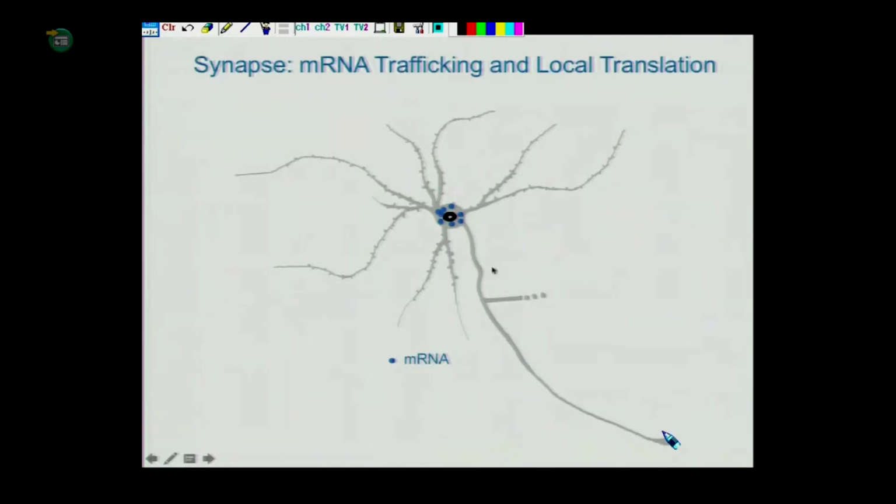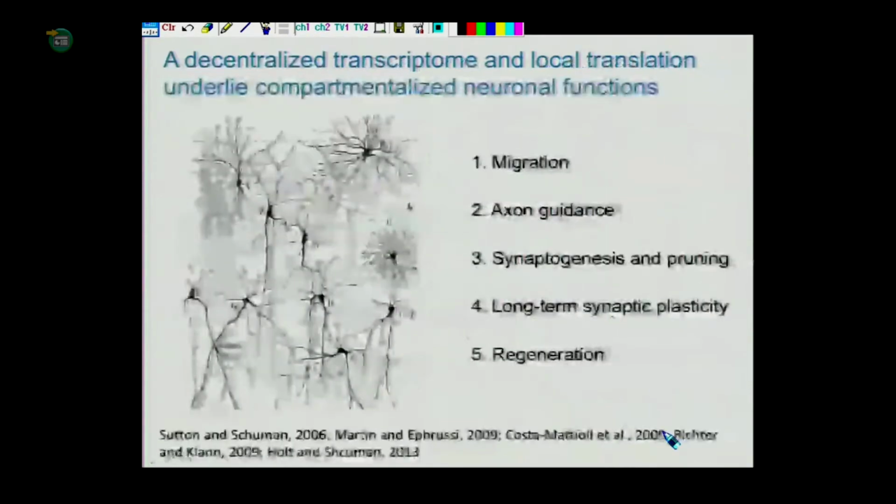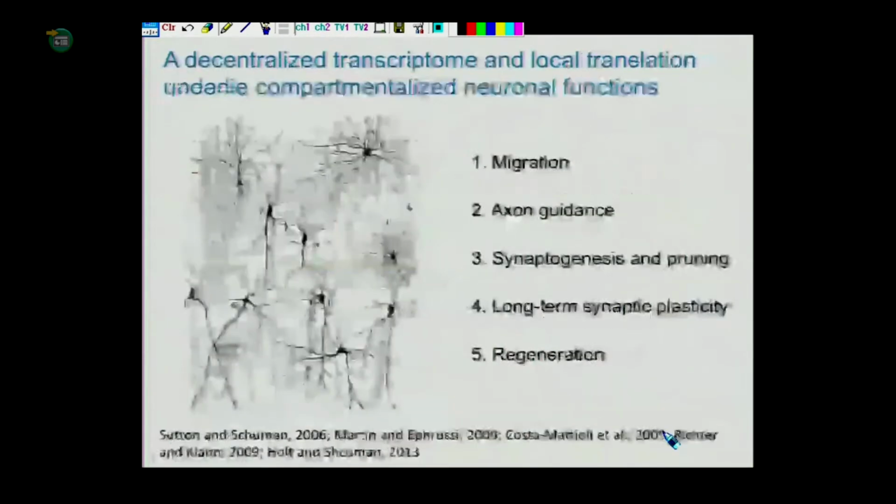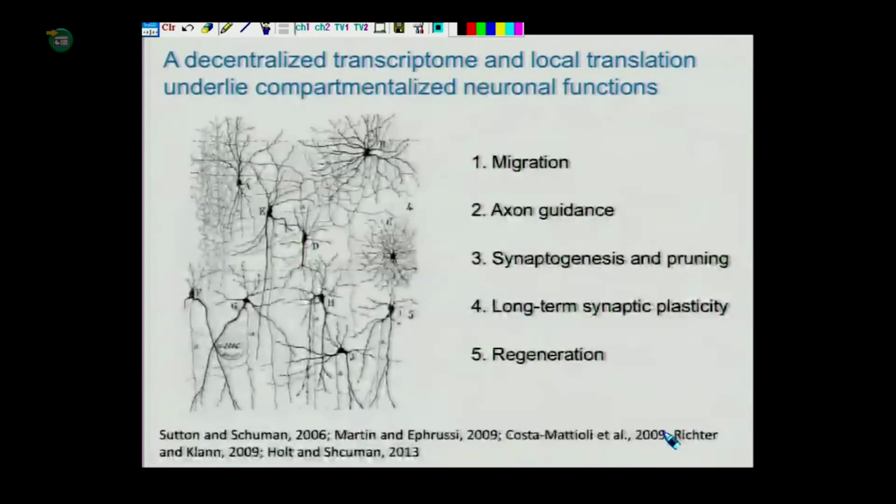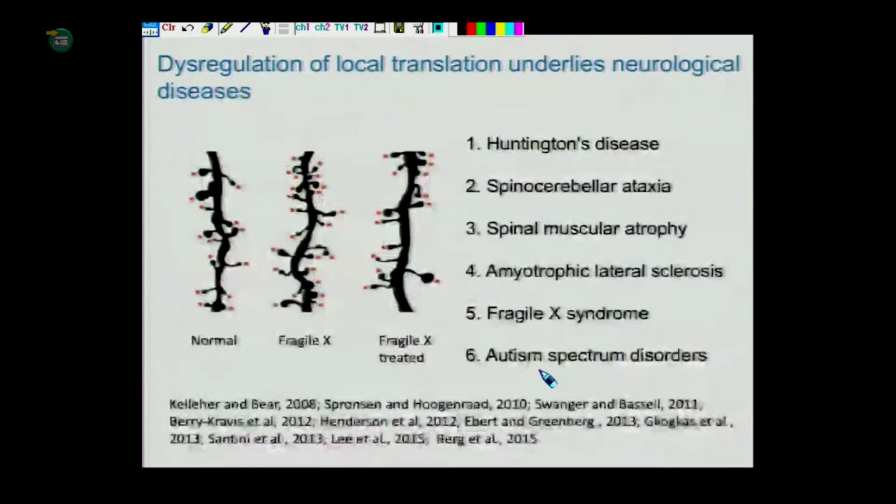Okay, so how do we further understand what is going on during learning? So now we know there are a lot of mRNAs that are localized to the axons and dendrite synapses in the neurons. They are used in many fundamental functions of neurons. And the dysfunction of this mechanism has been associated with many diseases, right? Huntington's, spinal cerebellar ataxia, ALS, Fragile X, autism. And I want to draw your attention to this one, the spinal muscular atrophy.